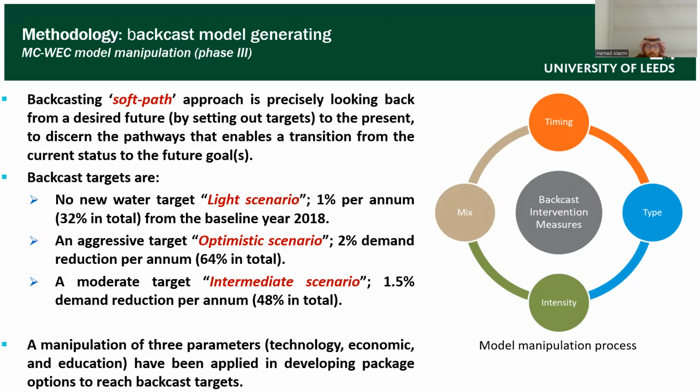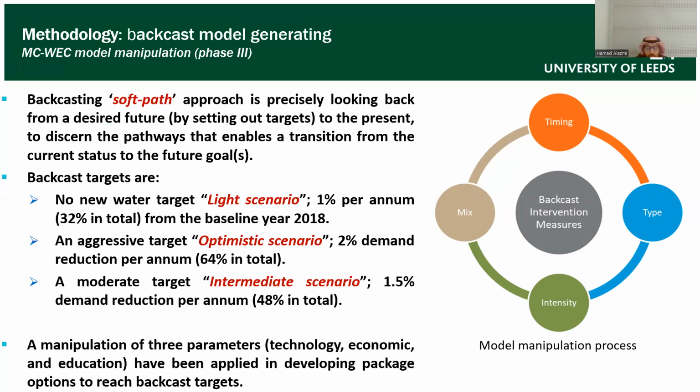Phase 3 is the backcasting application. The fitted microcomponent model in the business as usual forecast has been applied in a backcasting manner. Backcasting, unlike forecasting, looks back from a desired future by setting out targets to the present. This approach has been used in the study to transition the water sector to a more secure and sustainable future. The defined backcast targets are, first, normal water being surfaced from the base year, which is 2018.